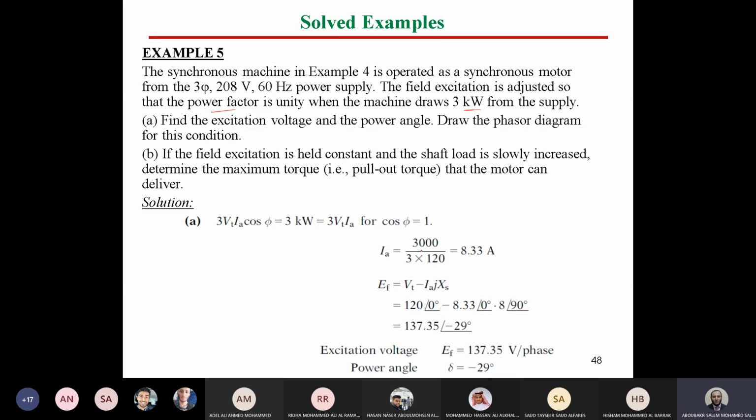So we will use the 3000 watts, which is the value of active power, over 3 multiplied by 120. Where is the power factor? So guys, here there is a typo in this.